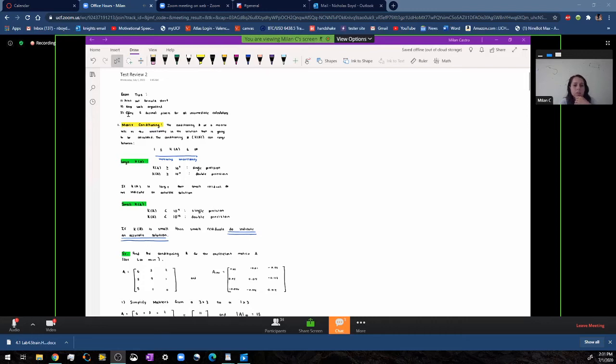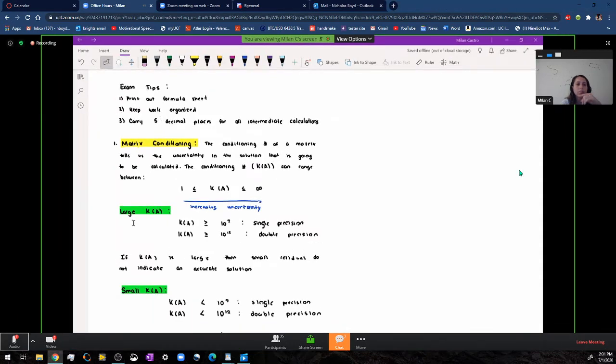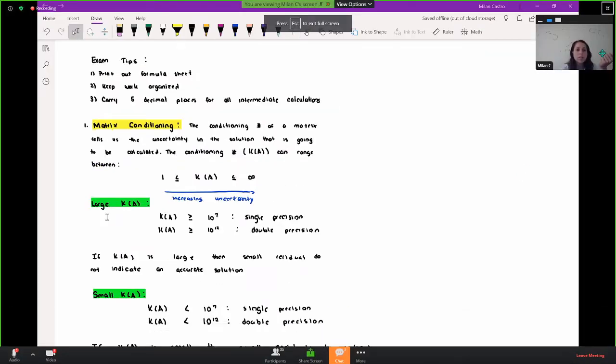Okay, so the first thing I wanted to cover on the exam is to print out your formula sheet, keep your work organized, and carry 5 decimal places for all intermediate calculations. I went back and kept everything in fraction form. That way you don't have to keep dividing with crazy numbers. It's just easier to keep everything in fractions.